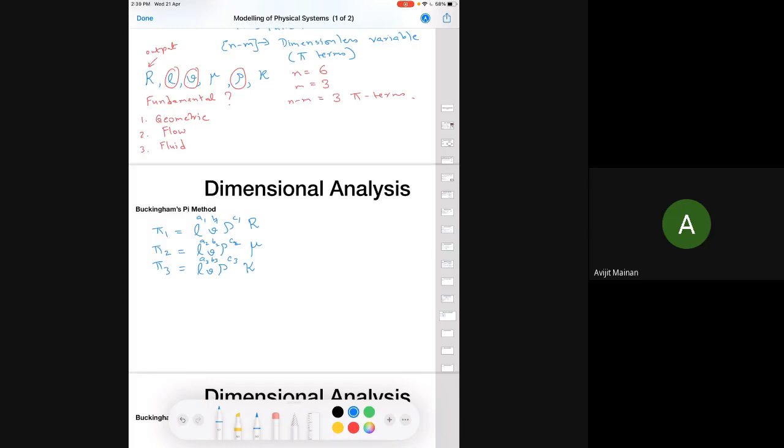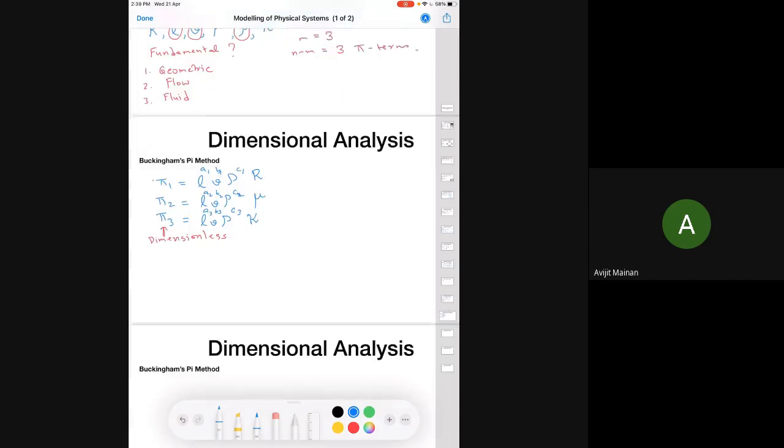Okay. Now I will apply the principle of dimensional homogeneity to each of these equations. So the pi's are by construction dimensionless. So how does that simplify things?